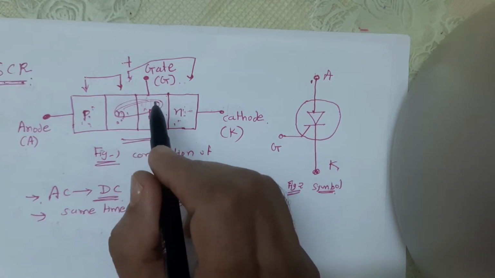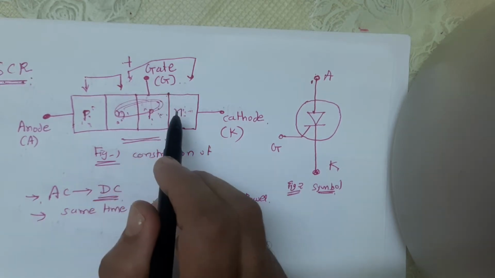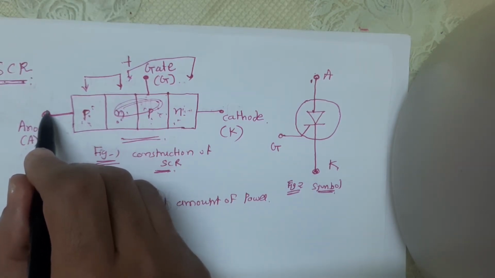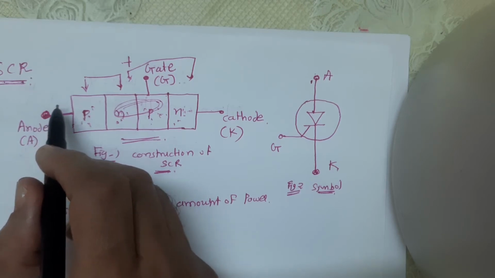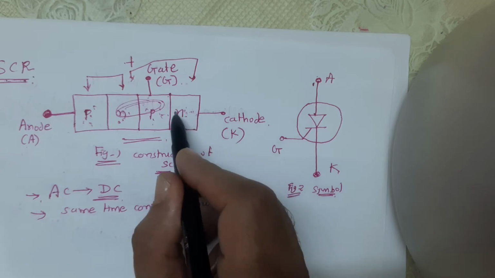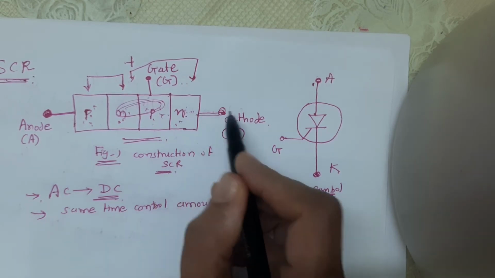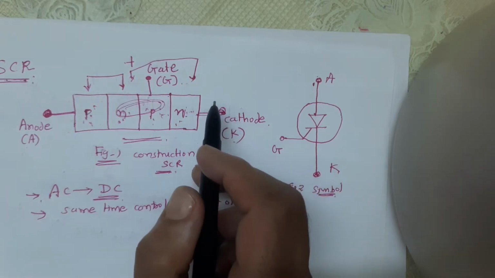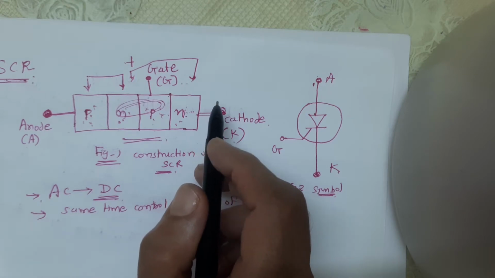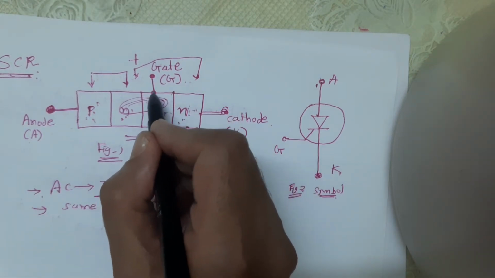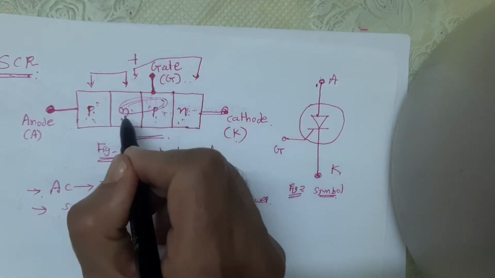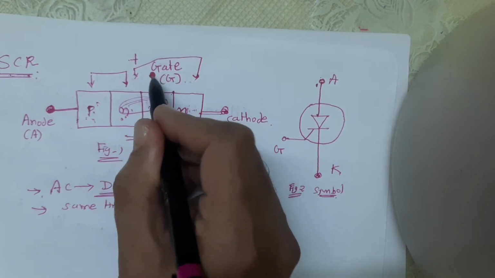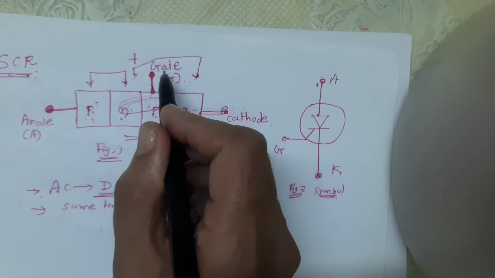Three terminals are taken. One is from the outer P-type material, which is known as the anode A. Second, from the outer N-type material, which is known as the cathode, denoted by K. And the third is from the base of the transistor section, and it is called the gate. This is your NPN transistor, and from the base of this transistor we take the terminal known as the gate.